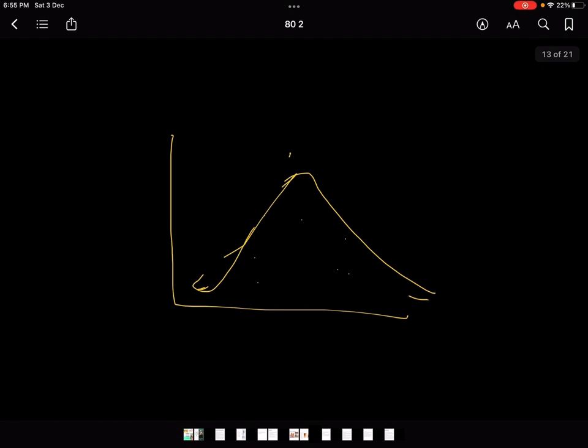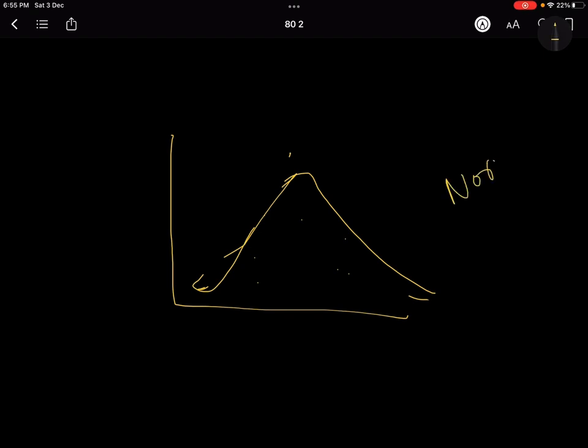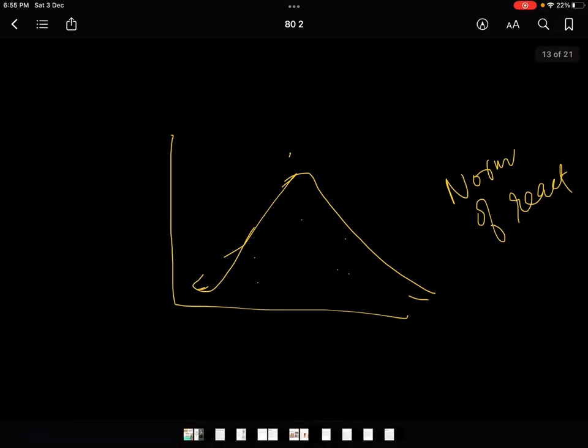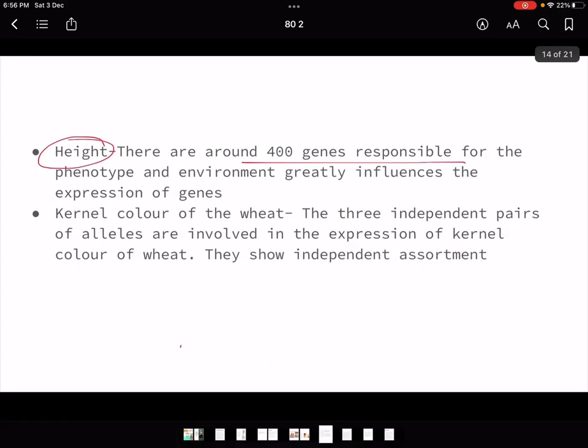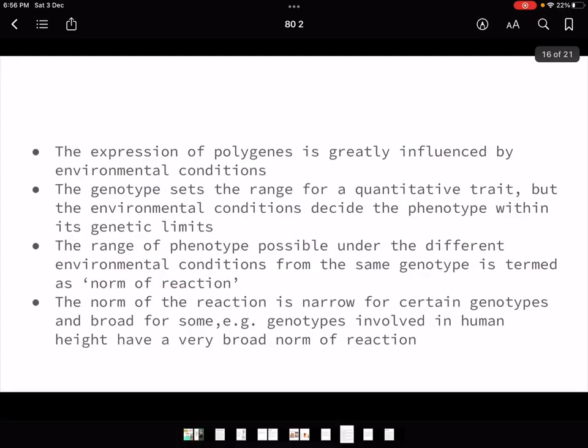And this is called the norm of reaction. What is this norm of reaction? That means because we have these many options from these two parents, and these combinations are going to be made, these are the different combinations in which your child can be, right? So this is called the norm of reaction, and this norm of reaction expresses itself in the environment.